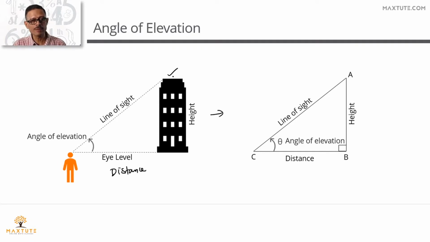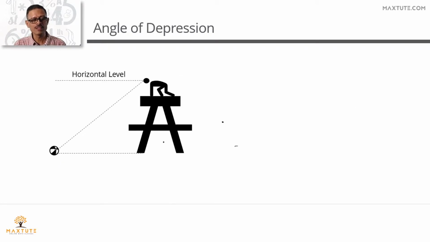The person could have very well been on top of the building and could have observed something down below. That's what is happening here. Someone standing on a stool looking at a ball down below. Now what we'll be talking about is angles of depression. Draw a line, this horizontal line level is parallel to the ground. You're observing an object from a higher level to a lower level. This angle formed is called the angle of depression. This is the line of sight.